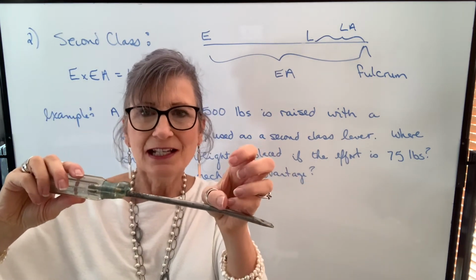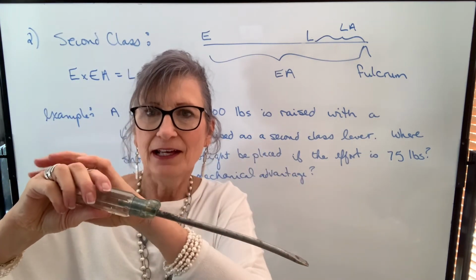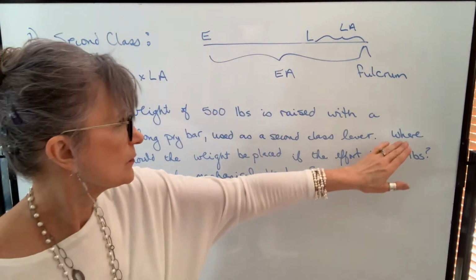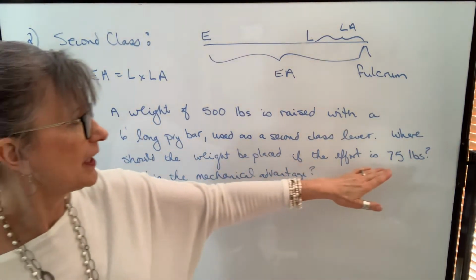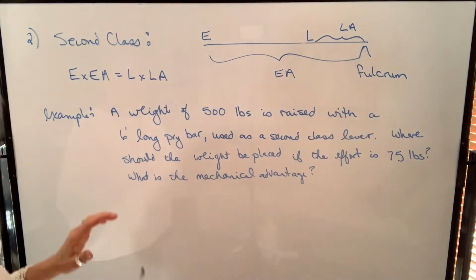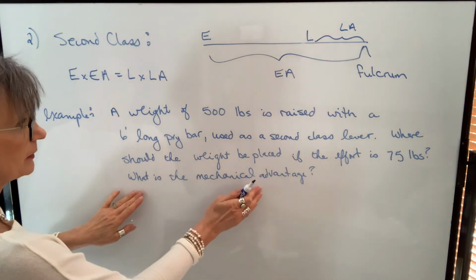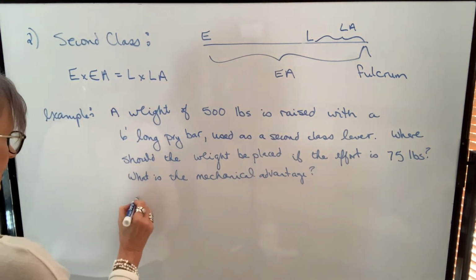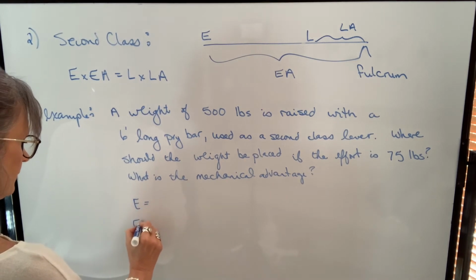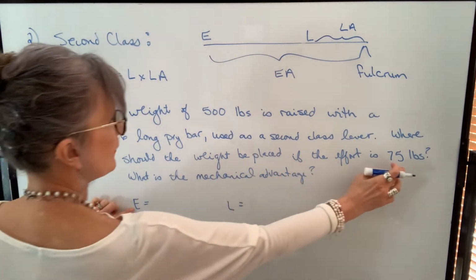We're putting the weight in between the fulcrum point and the effort. The question asks, where should the weight be placed if the effort is 75 pounds? And then secondly, what's the mechanical advantage? So again, you can take a few minutes to write everything out. So effort is 75 pounds.